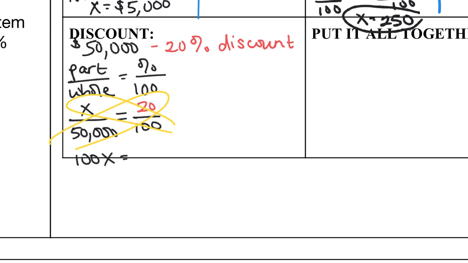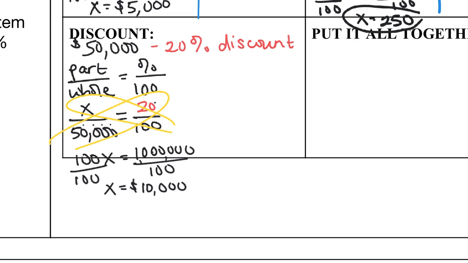100x, and then 50,000 times 20 is, well, it's a lot of zeros. It's 10 with 1, 2, 3, 4, 5 zeros. That's 1 million. Okay, then you're going to take your calculator. We're going to do our algebra here. We're going to divide by 100, and 1 million divided by 100 is 10,000. So that 10,000 means that basically they're going to give us $10,000 off the car.